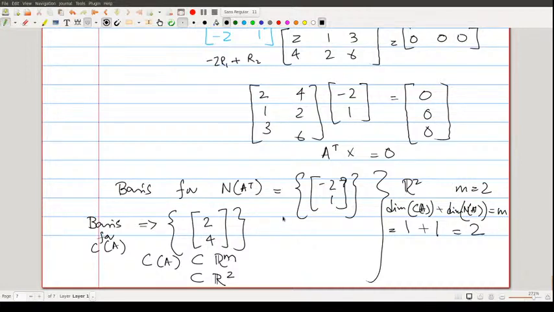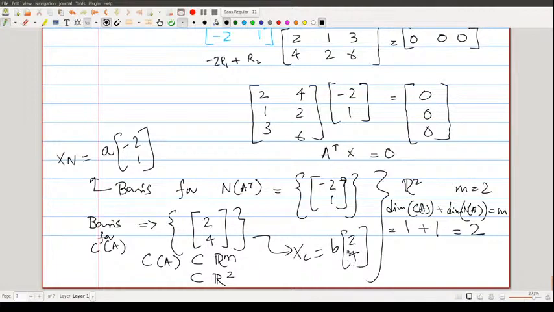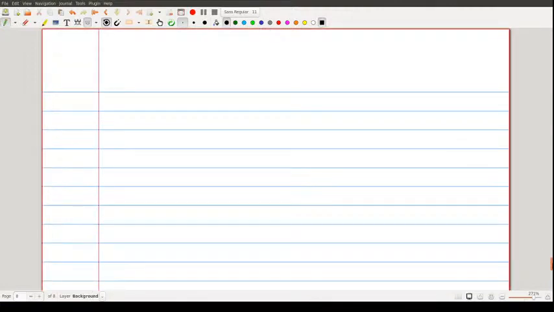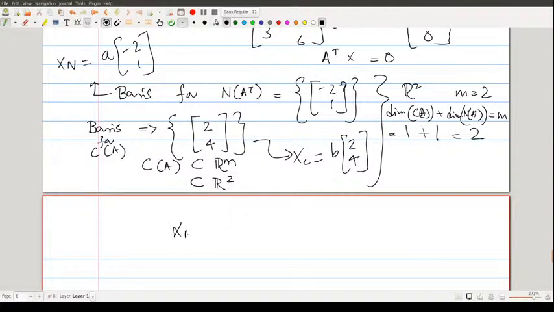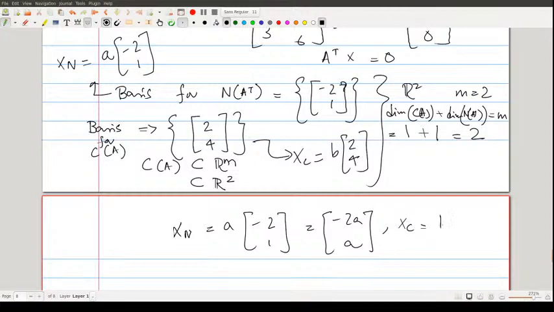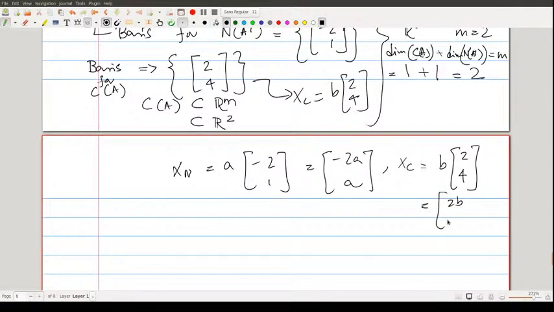Okay, and the second thing that we can check, of course, is that these two are orthogonal, and that's very easy to do. Any vector in the null space is just a multiple of this minus 2, 1, so x_n is going to look like some a times minus 2, 1. And any vector over here, let's call it v or x_c, is going to look like b times 2, 4. So let's take the dot product. We have x_n equals a times minus 2, 1. Let's just call it minus 2a, a. This is another way that I can do this. x_c is equal to b times 2, 4, even though I don't need to multiply these numbers together. But let's just do that, 2b, 4b.